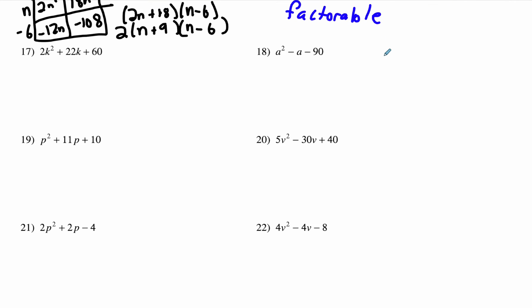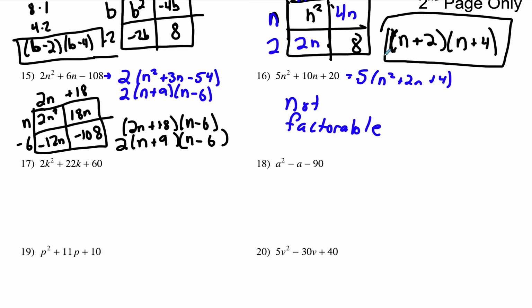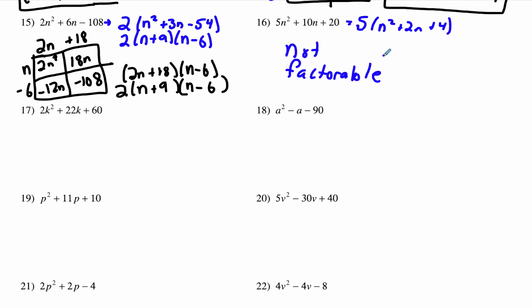Okay, but thinking about it in terms of why would I want to take out the 5? Well, look, if I couldn't factor 5 times n squared plus 2n plus 4, then I couldn't have factored the thing that I had to start with, right? Because if I could have found what made this 0, it's multiplied by 5, so I'd be able to find what made the original thing 0. Okay, so think about that.